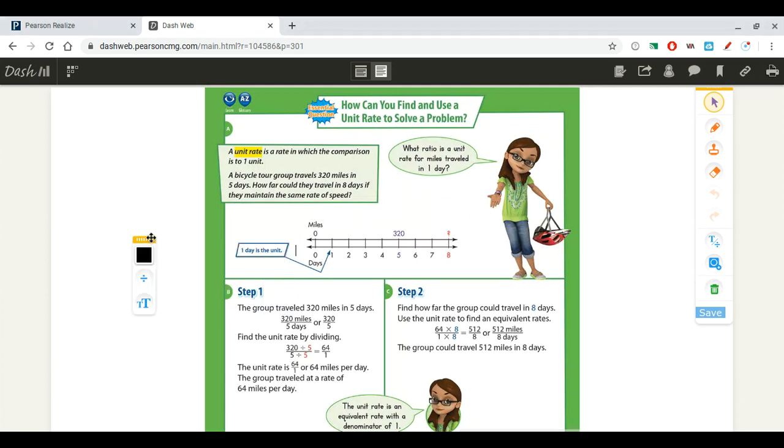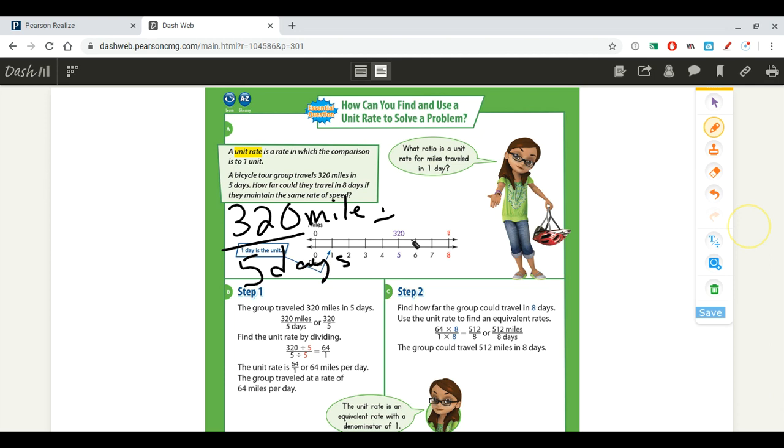Now, what we're going to do is find the unit rate. To find the unit rate, I am going to take 320 over 5. So I have 5 days and I have miles. And I'm going to divide that by the same value, and the value that I'm going to divide that by is going to be 5.